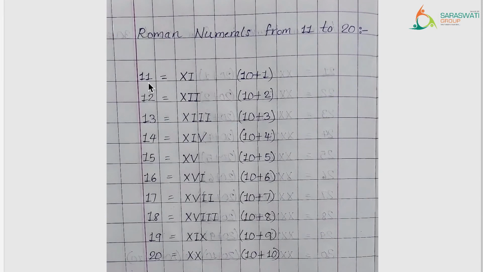So over here we have the Roman numerals for 11 to 20. So 11 is equal to 10 add 1. So 10 के लिए रोमन न्यूमरल है X और 1 के लिए I. Then 12 is equal to 10 add 2. तो 10 के लिए रोमन न्यूमरल है X, 2 के लिए I repeated 2 times.